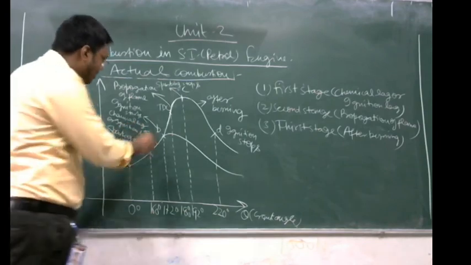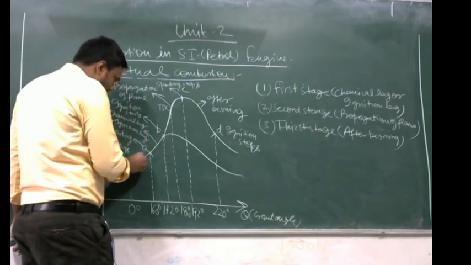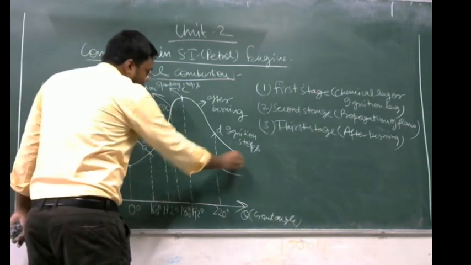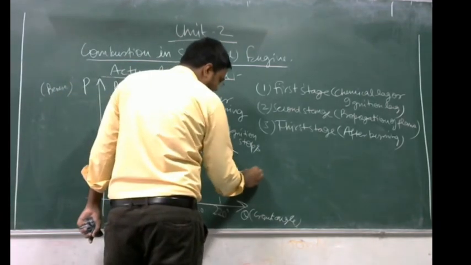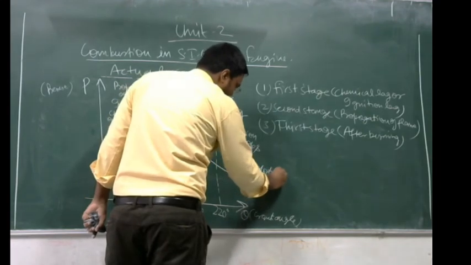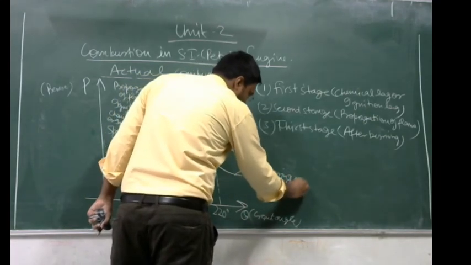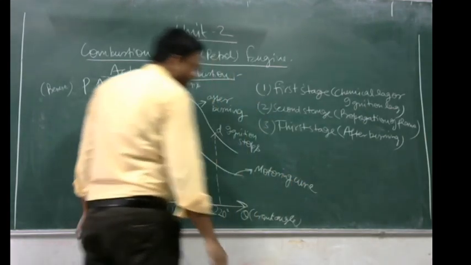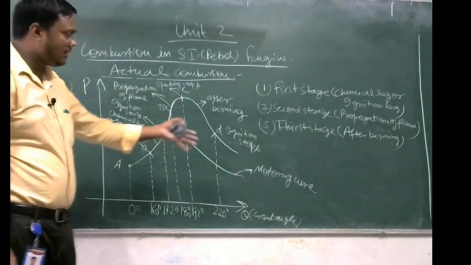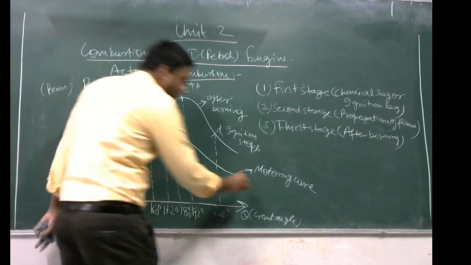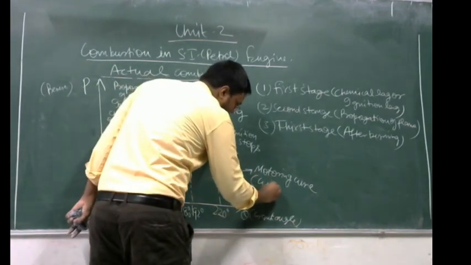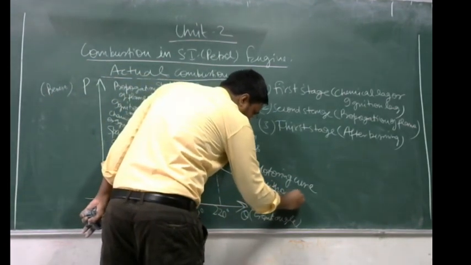This downward curve from point B is known as the motoring curve, and this curve is for the cycle without combustion.